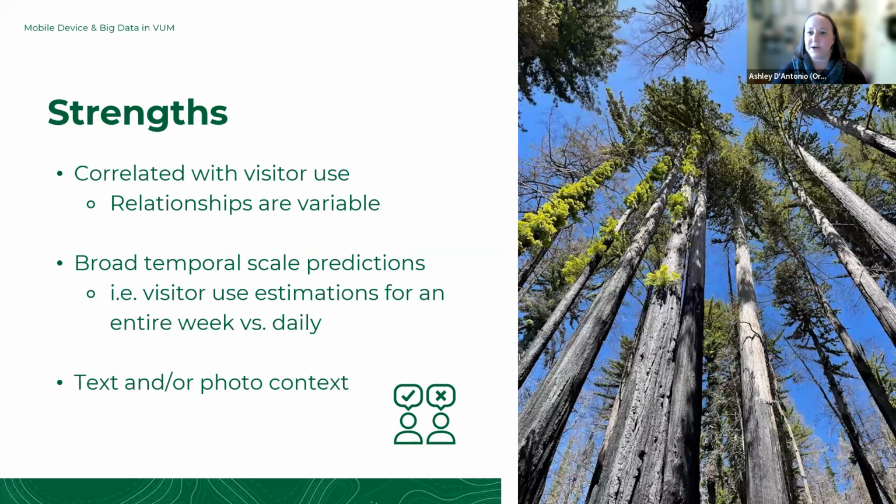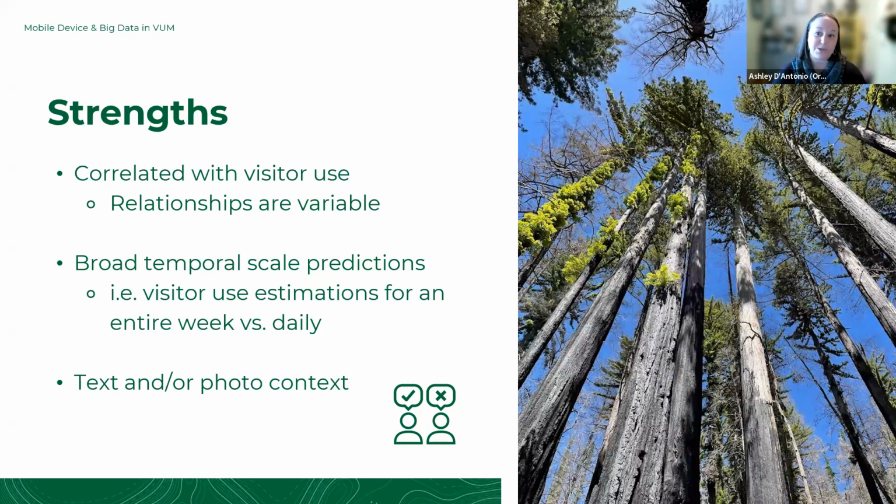So situations where social media data might have some particular strengths, or might be good situations to use this type of data, are places where you know that the social media data is correlated with use. Some of the earliest research on using social media data in a visitor use management context was looking at the correlation between on-the-ground counts and the number of social media posts, using the number of posts as an indicator of use levels. And in some cases, there are very strong relationships. However, these relationships are variable.